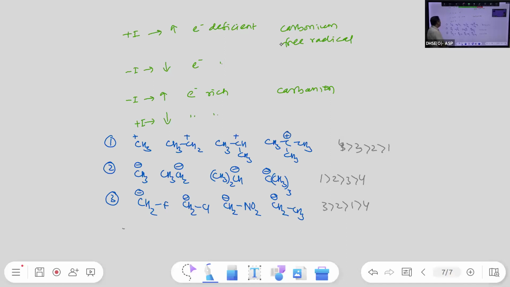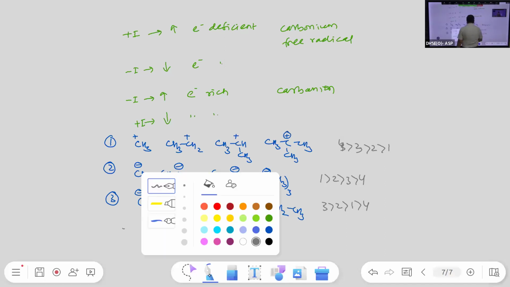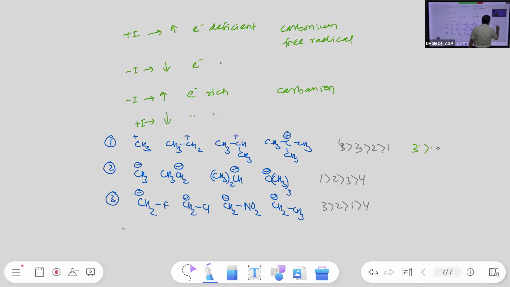Because carbocation stability is tertiary greater than secondary greater than primary, then methyl. And carbanion stability is methyl, primary, secondary, and tertiary. Carbanion stability is just the reverse.